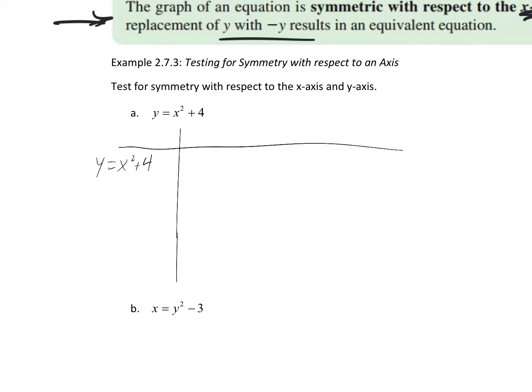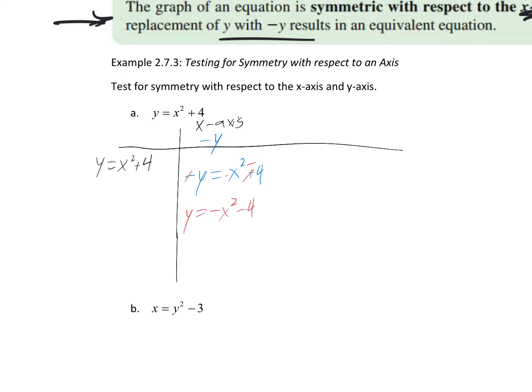And so let's start with the x-axis symmetry. And in order to get x-axis symmetry, we would plug in negative y, okay? So we're going to replace the y that we had originally with negative y. So here we go, negative y equals x squared plus 4. And if we simplify this, let's say we just move this negative back to the other side, just to get y by itself. And I get this, y equals negative x squared minus 4.